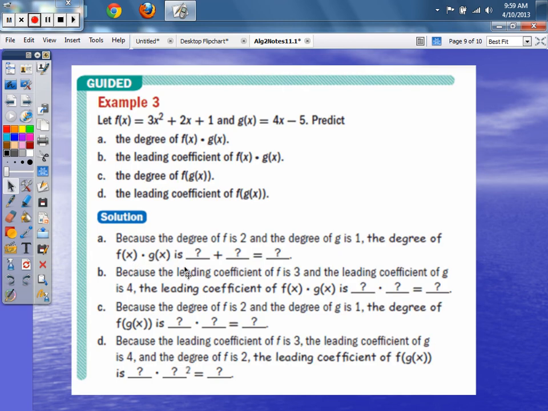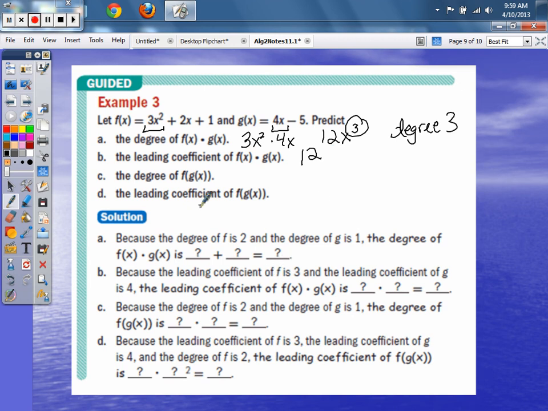Okay, so last example here. I think, yes. We are going to find the degree of f of x times g of x. I don't actually have to multiply them. I can if I want to, but the degree is just going to come from multiplying those two large terms in each polynomial. So if I take 3x squared times 4x, I'll get 12x to the third. That tells me the degree is going to be 3. The leading coefficient, we already figured that out, will be 12.